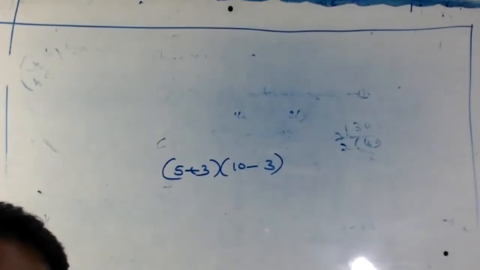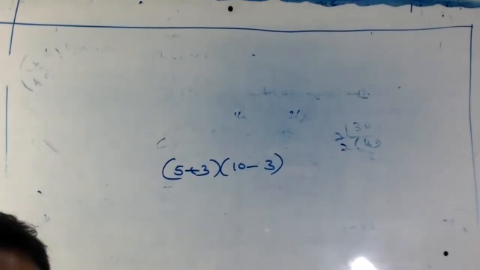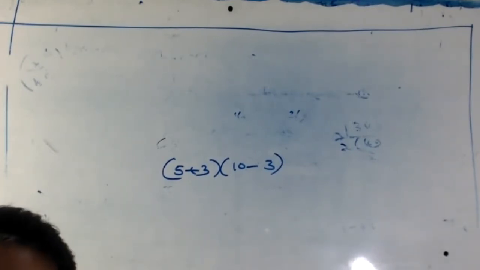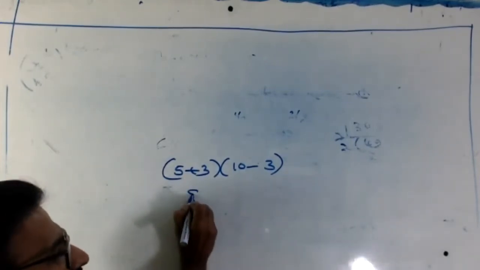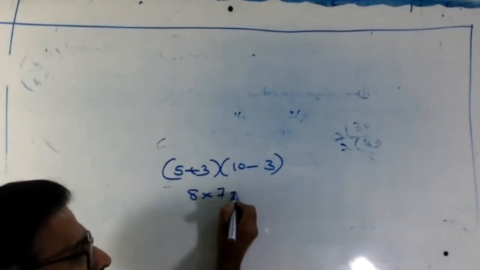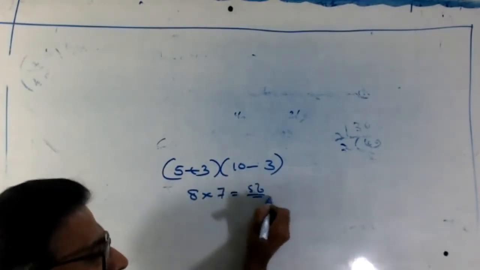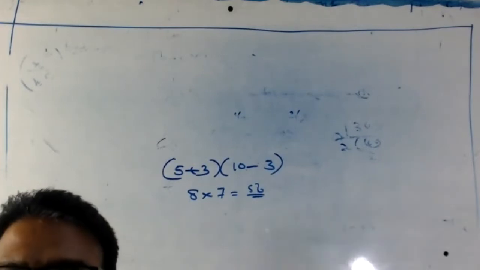Only here. Only. How much? 15. Come on, what is the answer? 8 into 7. How much? 56, right? I don't know.